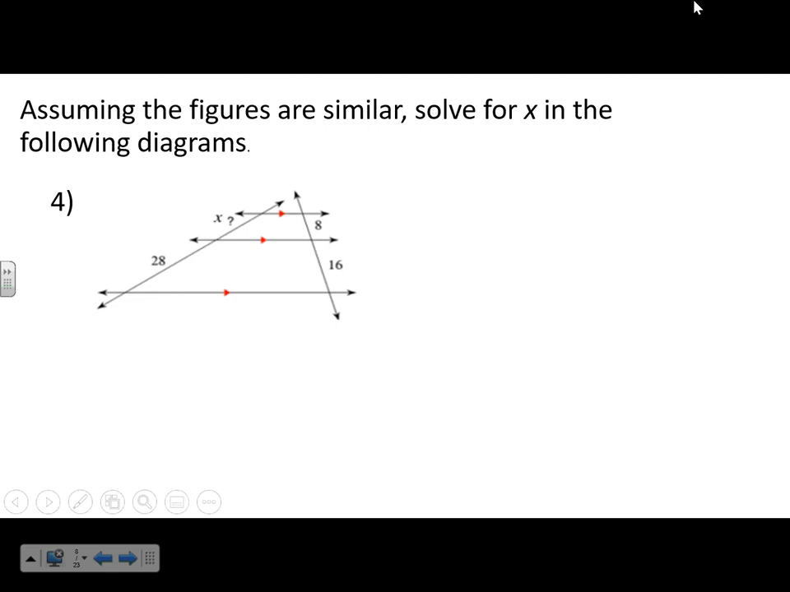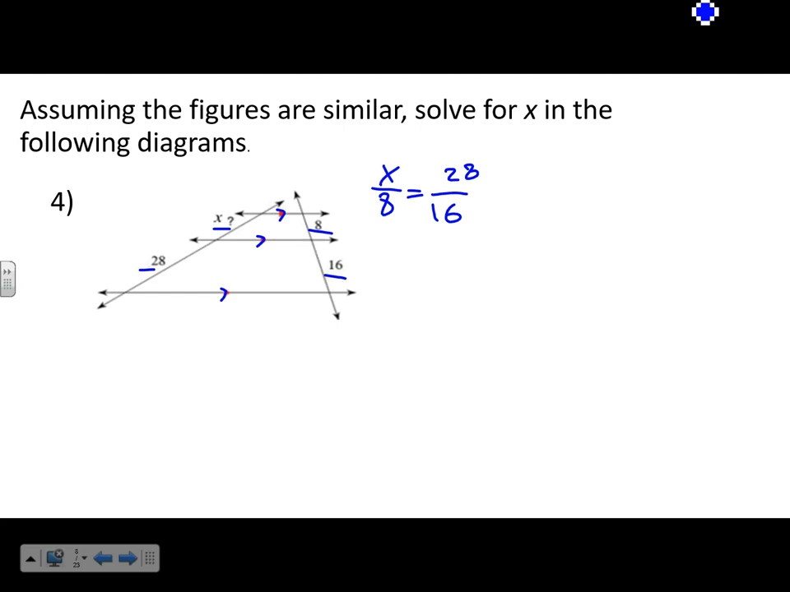Now this next one is something that there's actually a whole theorem I'm not going to teach you, but it's called the side splitter theorem. But the first thing is that all 3 of these sides are parallel, and really it's an easy problem. All the theorem says, I guess not directly, but you can get this from the theorem, is that you can just set up proportions with these sides. So I always just do this one over this one is equal to this one over this one. So my x over 8 is equal to 28 over 16.